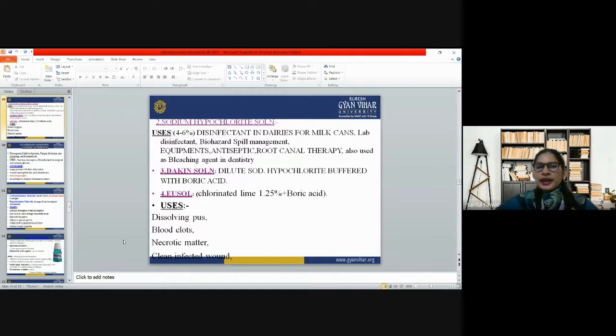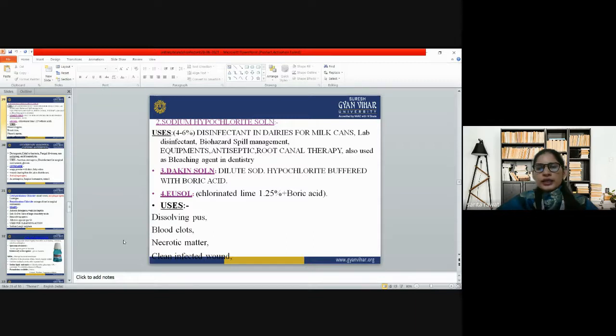Now, next we have sodium hypochlorite solution. It is used at 4 to 6% as a disinfectant in dairies for milk, lab disinfectant, and biohazard spill management. It is also used to clean equipment, as an antiseptic, in root canal therapy, and as a bleaching agent in dentistry.